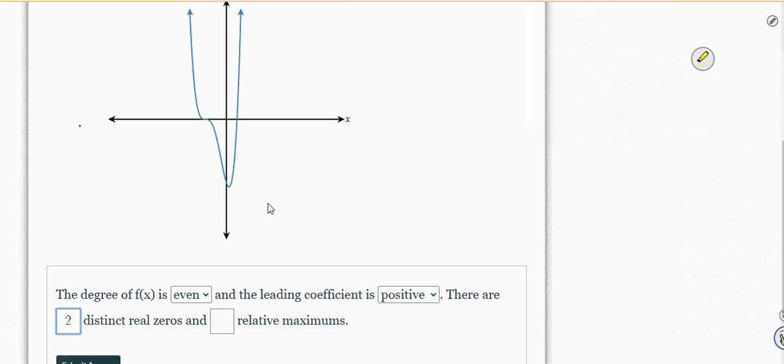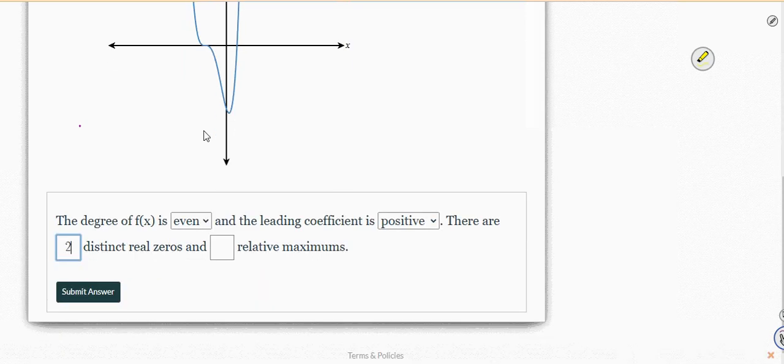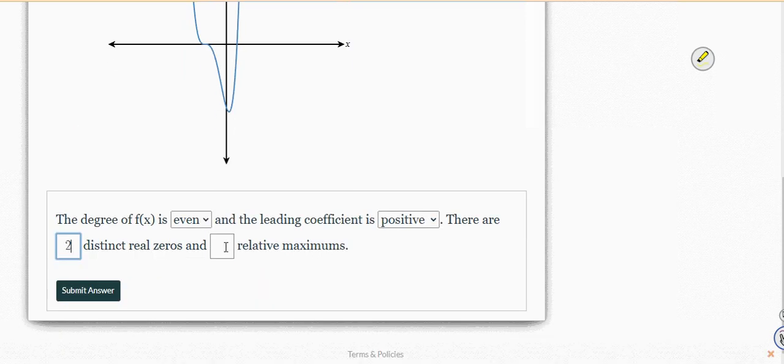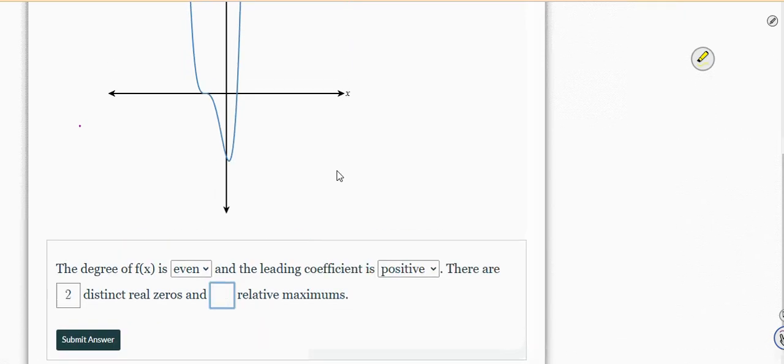Relative maxes. Ooh, they're giving us kind of a tricky one. I'm not sure if it's 1 or 0. Let's try. Does someone try a 1? It's not. It's 0. That's like a flat kind of thing. So all right, let's do a 0.